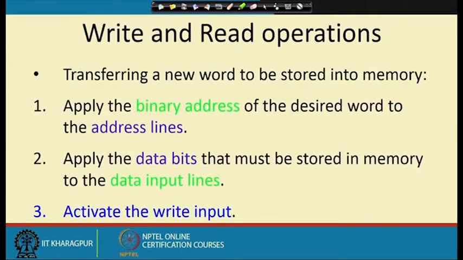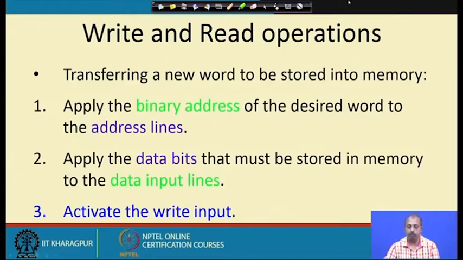If you try to do write and read operations, first we will look into the write operation, which is to transfer a new word to be stored into the memory. For that, we have to apply the binary address of the desired word to the address lines, apply the data bits that must be stored to the data input lines, and activate the write input.